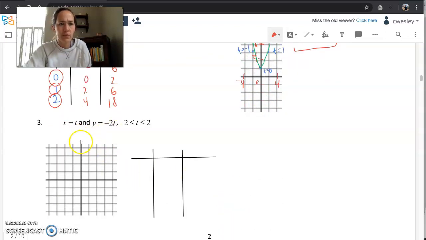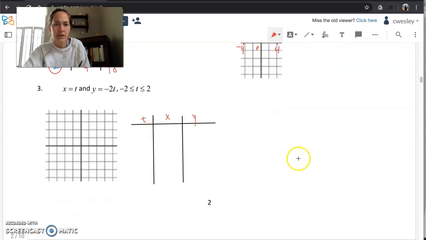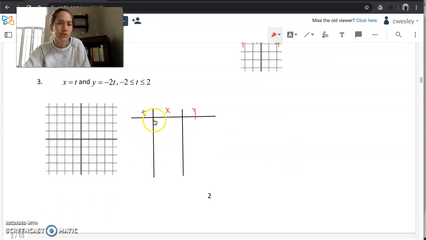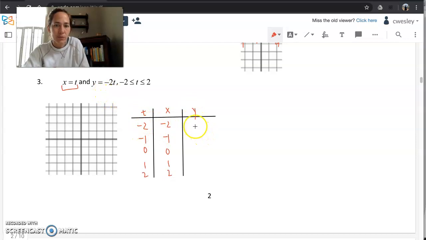3 doesn't have any components squared. It just says x equals t and y equals -2t. So this should be a pretty simple table to construct for t, x, and y if we want to try this. Let's do, I guess we've got the same interval in this example. So let's go with all the integers from -2 to 2 inclusive. And the x's are just the t's, correct? So just recopy that column. x is equal to t. And y is equal to -2t. So we'll take each of these values and multiply them by -2.